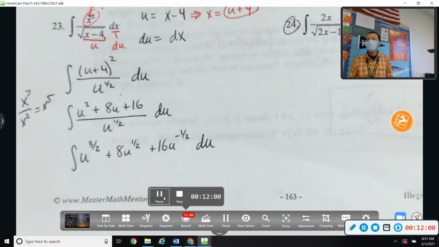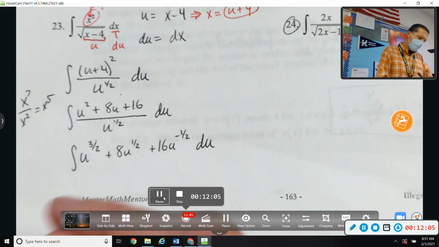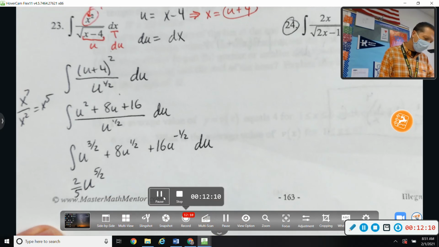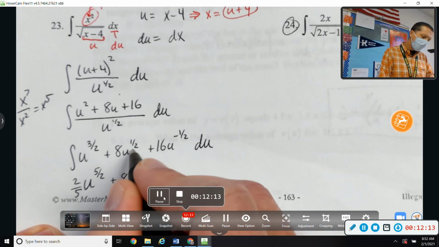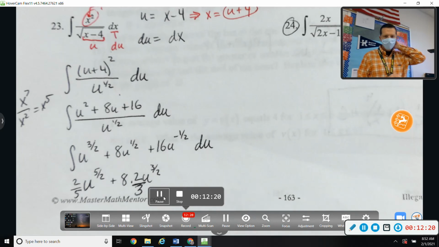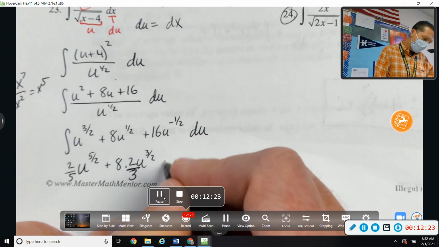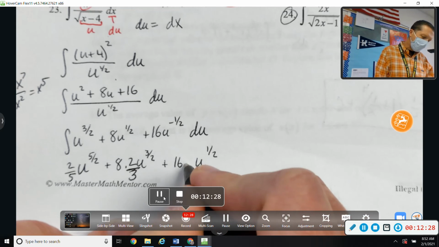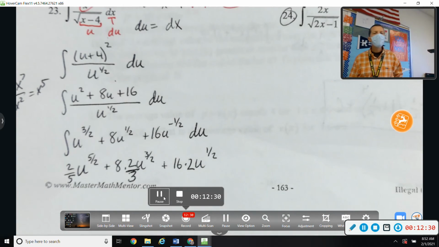But now I can power rule all the pieces. So u to the 5/2 times 2/5. Increase the power by 1. Multiply by the reciprocal. 2/3. Plus 16. Increase the power by 1. Divide by 1/2. That'd be multiplying by 2. And we're not quite at a safe stop. We need to fill in what u is, and we're almost there.